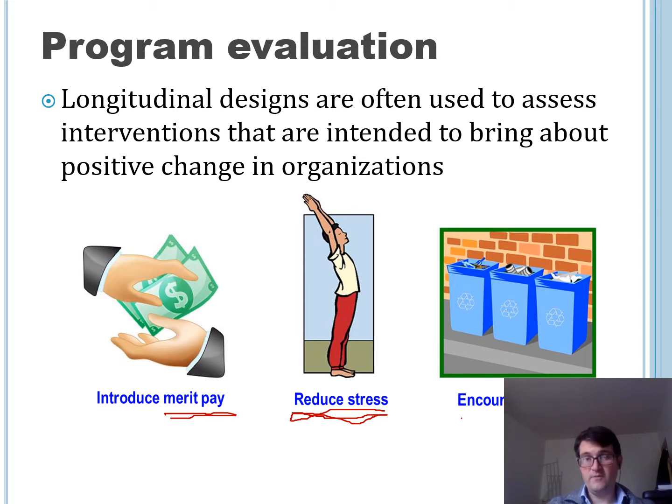Or we could be encouraging employees to recycle, or as happened over the last year here at Concordia, educating and encouraging people to compost more waste. Longitudinal designs are used to assess these kinds of interventions because we might be able to see if we just introduce a program and then measure how much people are doing those things, we have no evidence for change. Whereas if we measure, introduce, and then measure again, we can at least see change.